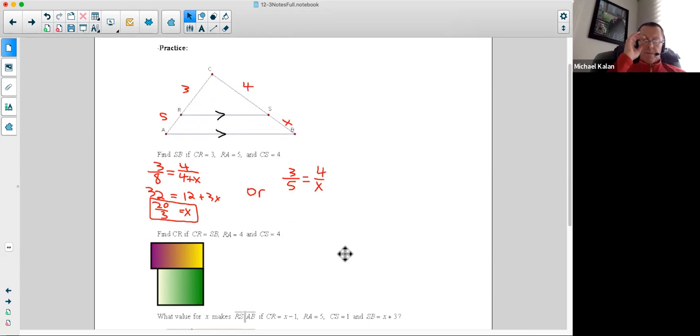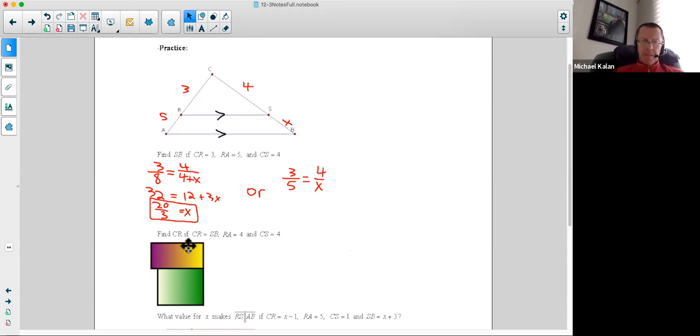Okay, same diagram. What if CR equals SB, RA is 4, and CE is 4? Maybe use a different color and maybe write the numbers in. Maybe that would help you. Okay, go ahead and pause the video, try it.